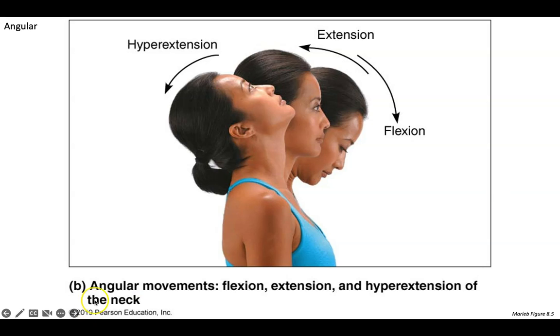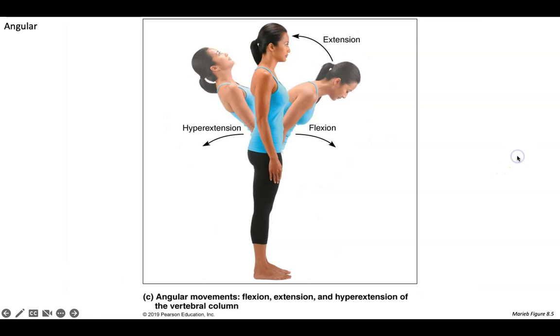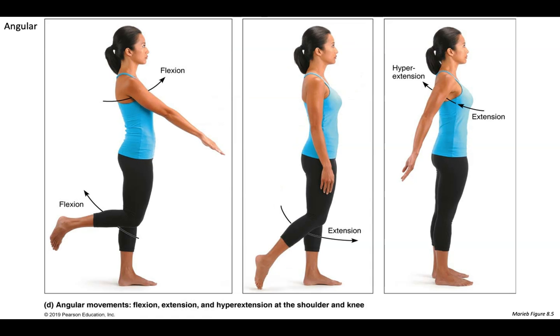We can have angular movements, so flexion, extension, hyperextension. You can see that here with the head and neck. You can see that with bending over at the waist. And you can see that with the shoulder joint as well as the knee joint, although at the knee joint, in most of us, it's limited to just flexion and extension with no hyperextension.